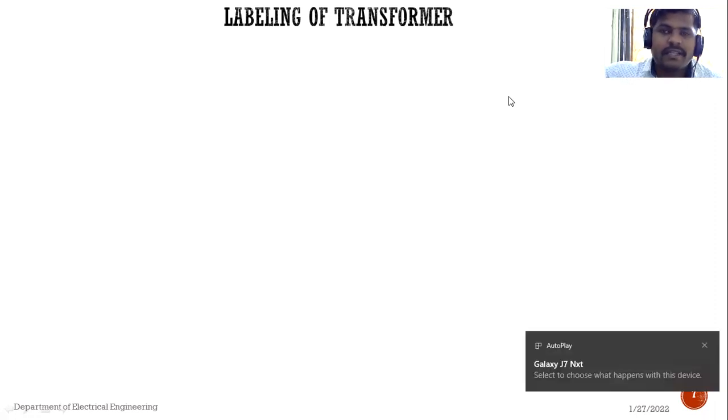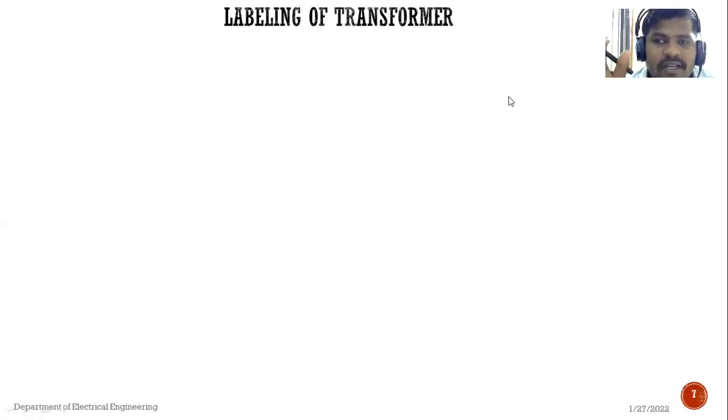Can anyone tell me why labeling is important? Labeling means naming, or it may be numbering, or it may be some alphabet. So label means the terminal has a label. Why is it important? Can anyone, a single candidate?